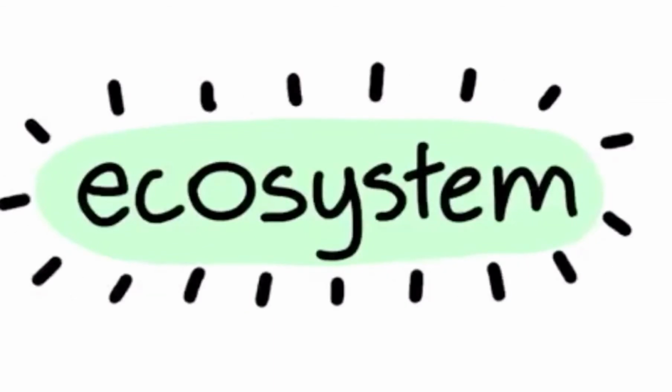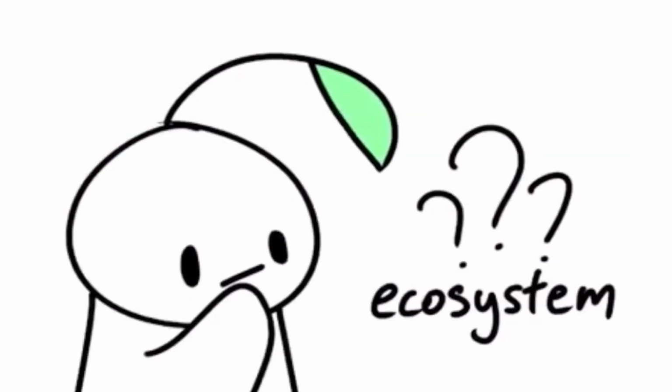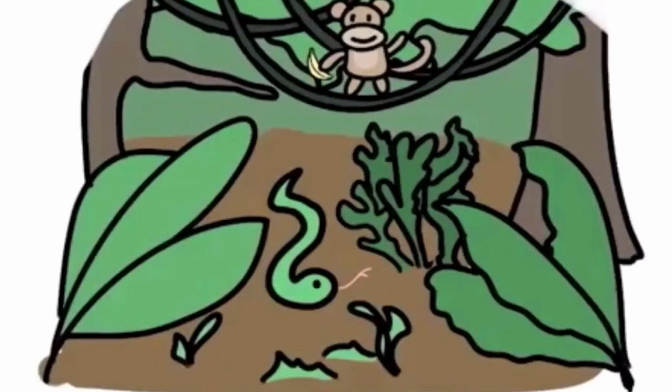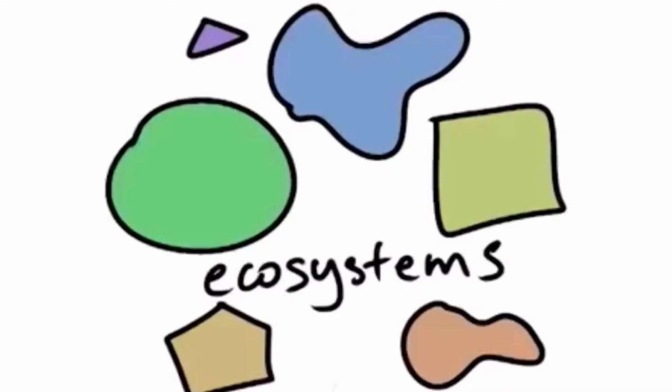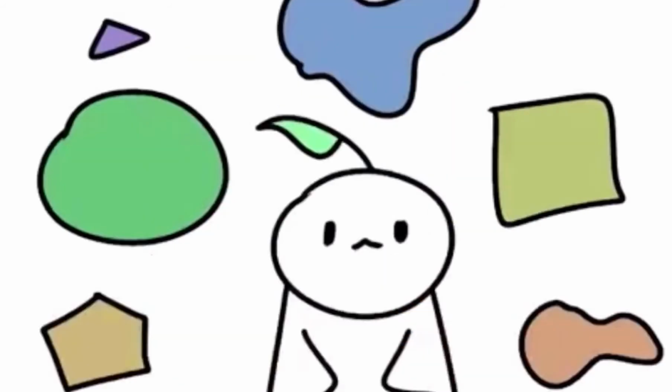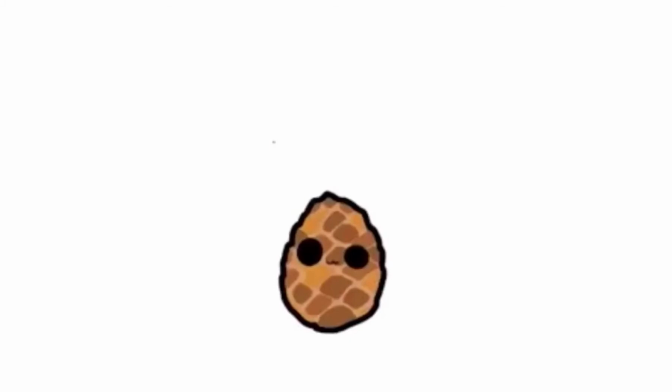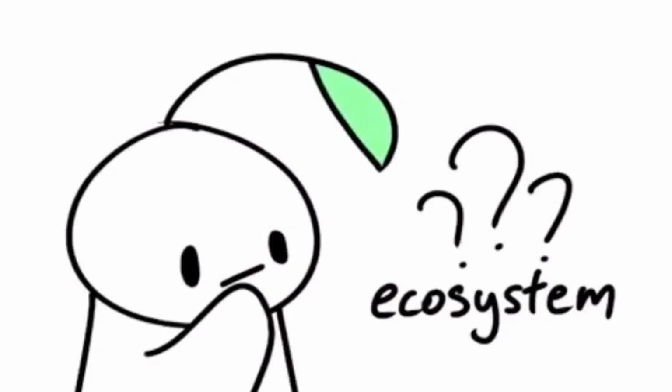Ecosystem. What does that word mean to you? It probably makes you think about a tropical rainforest with snakes and monkeys, or maybe a desert with bats and cacti, but ecosystems can be all shapes and sizes, and they exist all around us. Even something as small as a pine cone can be considered an ecosystem. So, how do you define an ecosystem?